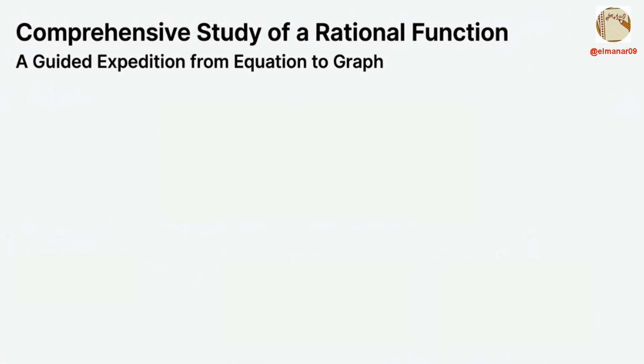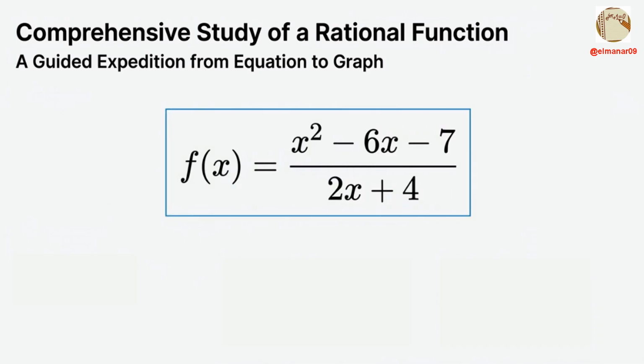Look at the screen, my dear students. This is our star of the show today, a rational function. Forget about the easy stuff. We are dealing with f of x equals x squared minus 6x minus 7 over 2x plus 4.